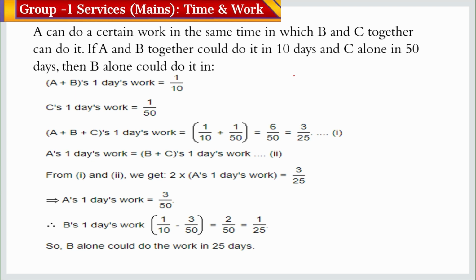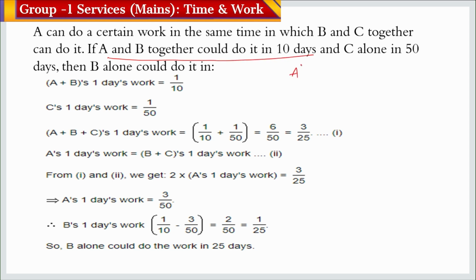A can do a certain work in the same time in which B and C together can do it. Okay, and if A and B together could do it in 10 days, C alone in 50 days, B alone can do it in how many days? That's the question.